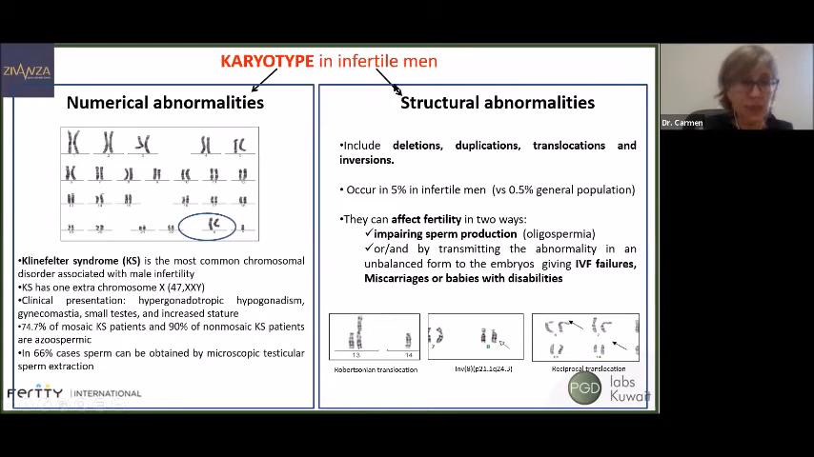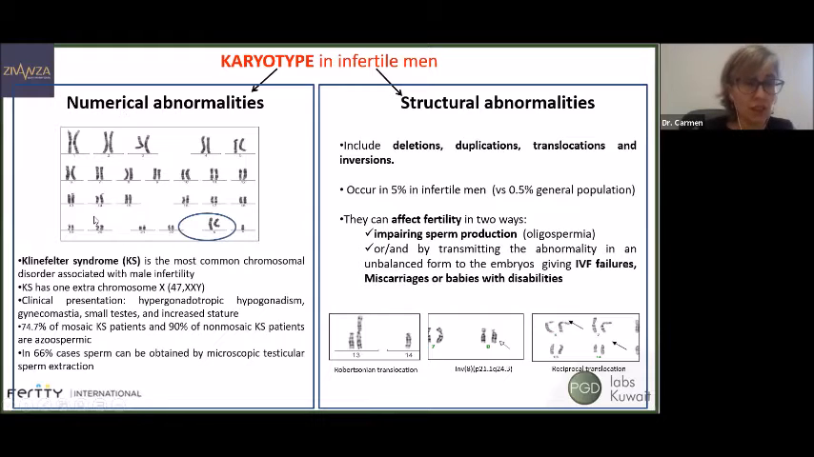Regarding numerical abnormalities in male infertility, Klinefelter syndrome is the most common chromosomal disorder related to male infertility. These patients have two chromosome X instead of one, and one chromosome Y. So the karyotype is 47 XXY. The clinical presentation can include hypergonadotropic hypogonadism, gynecomastia, small testes, and an increased stature, but it's very variable between patients.